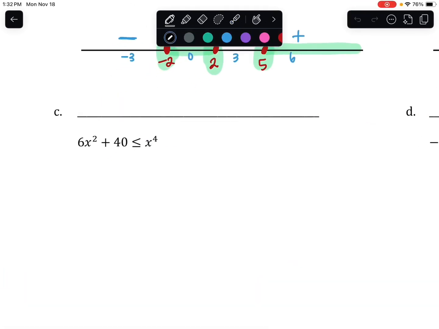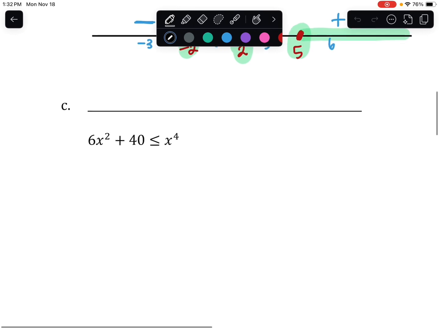All right, for this third example, we need to move everything to one side of the inequality. I'm going to move everything to the x to the fourth side just so my leading term stays positive.